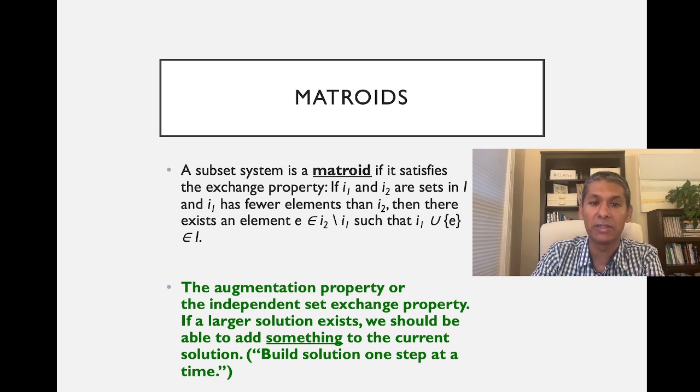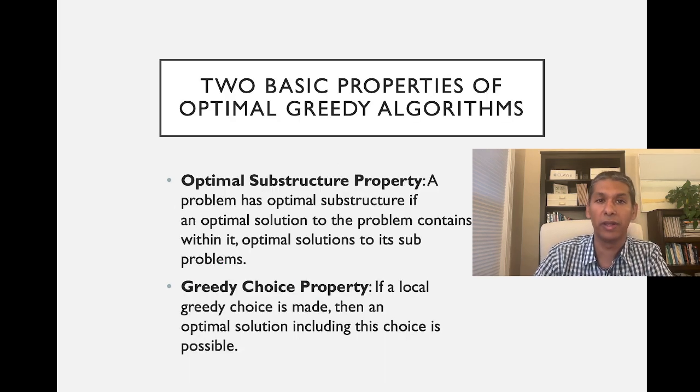In common English, we can refer to it as the augmentation property or the independent set exchange property. That basically means that if a larger solution exists, we should be able to add something to the current solution, which is what we also see in greedy algorithms when we say we build the solution one step at a time. And that's what the concept of a matroid is.